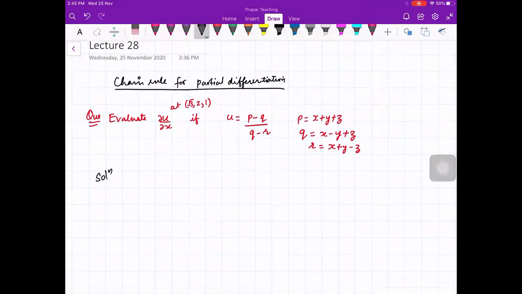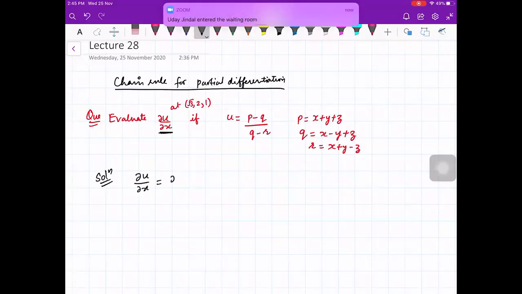So you see here u is a function of p, q and r, three variables, and further p, q, r are functions of x, y, z, and you are asked to compute ∂u/∂x. So what will it be? It will be ∂u/∂p into ∂p/∂x plus ∂u/∂q into ∂q/∂x plus ∂u/∂r into ∂r/∂x.